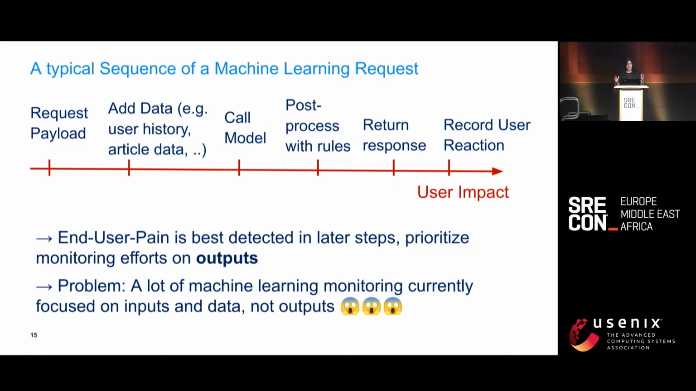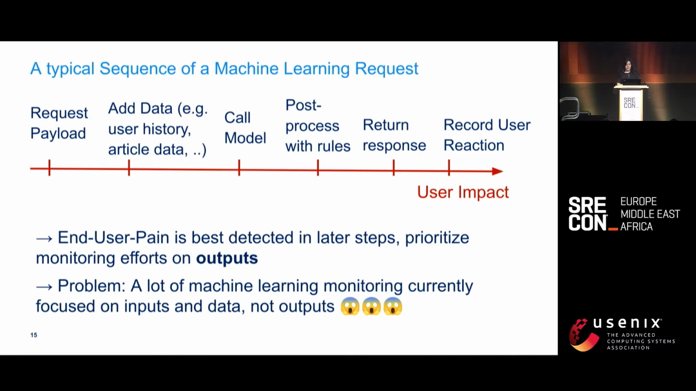And here's this typical sequence of a machine learning request. And then we try to map it to end user pain. So first, the request comes in, you have a request payload. Then typically we add data to it, like user history, article data, whatever it is in your domain. Then you call the actual machine learning model. Afterwards, you have some post-processing rules, and then you return a response, and probably you also record a user interaction. And to the right, you have more user impact, and to the left, if there's a change, it's more unclear what the user impact is.